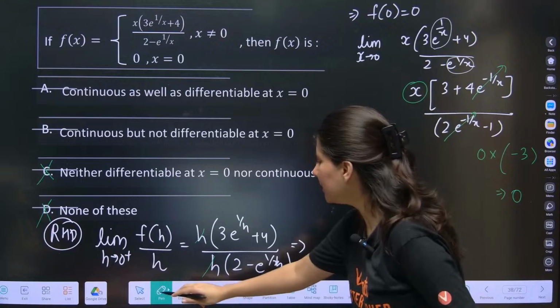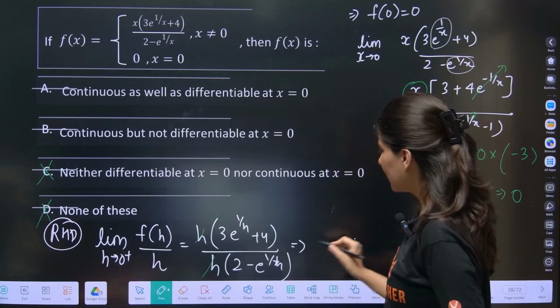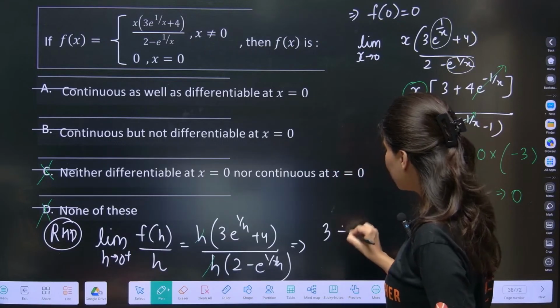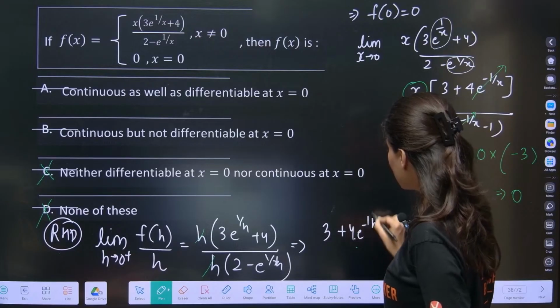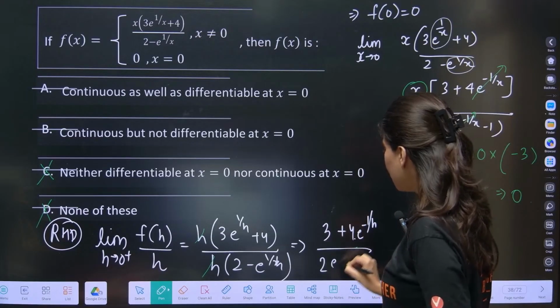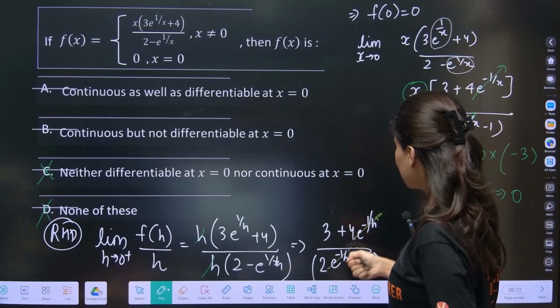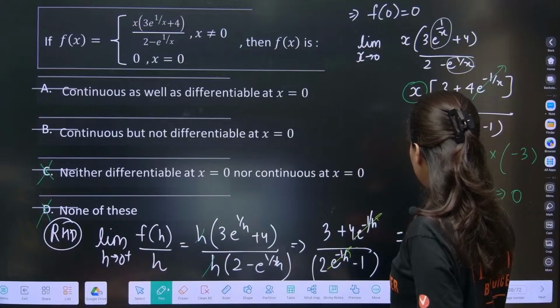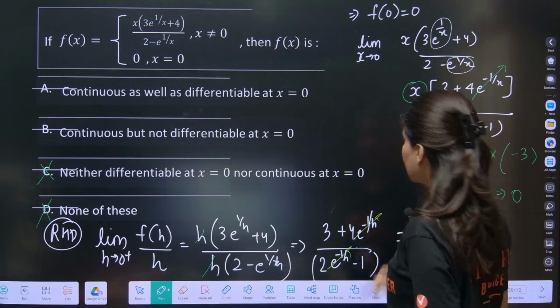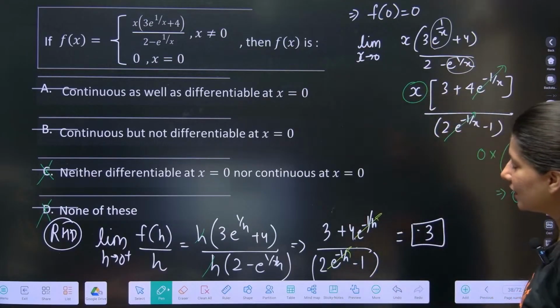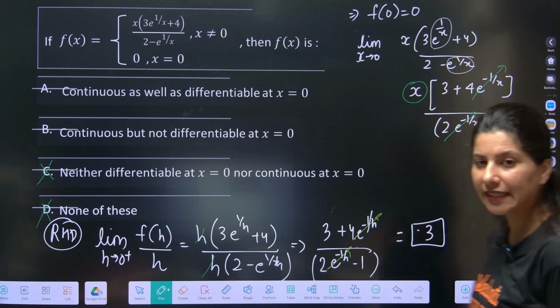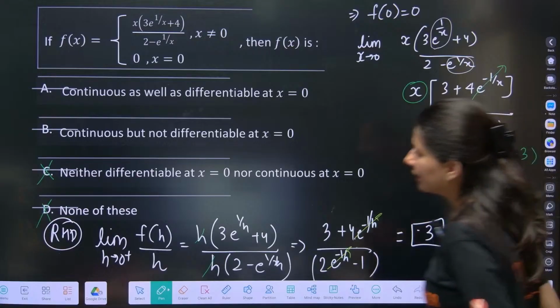What will you get? Tell me. What will you get? So e power 1 by h. So 3 plus 4 e power minus 1 by h and 2 e power minus 1 by h minus 1. So this is gone, this is gone. So answer will be what? Minus 3. Right hand derivative is coming out as minus 3. Correct? What about left hand derivative?